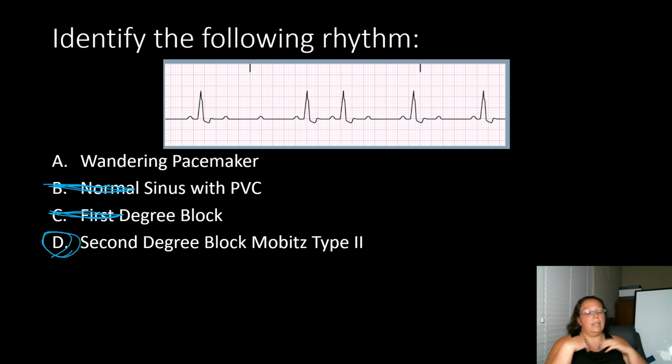What is a wandering pacemaker? Well, that's when you have ectopic rhythms going on in the atria. So sometimes it's going to come from the SA node, sometimes it might come from the left side of the heart, sometimes it might come from a right part of the muscle. And when you look at your EKG rhythm strips, your P waves are going to look different. Some of them will be upright, some will be inverted, but they don't always look the same. And when you have that occur, then it's a wandering pacemaker. But this rhythm here is second degree block Mobitz 2.